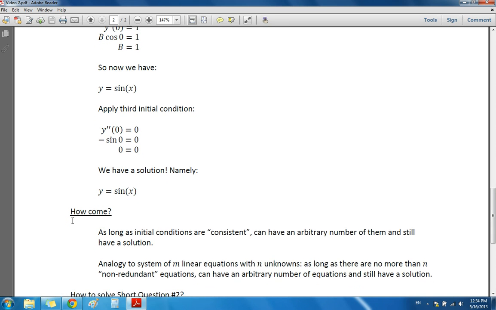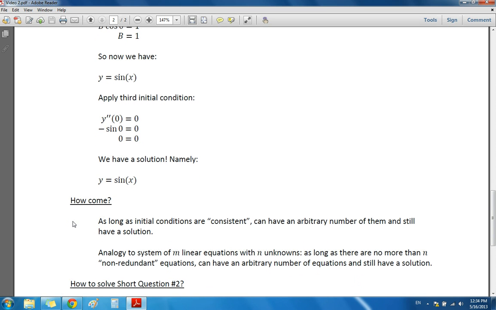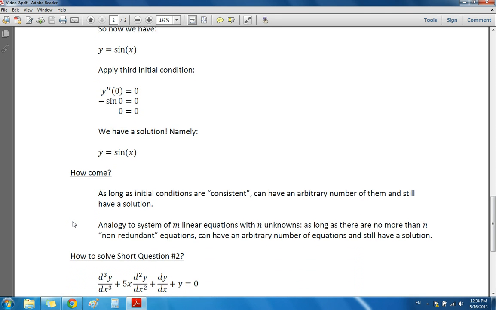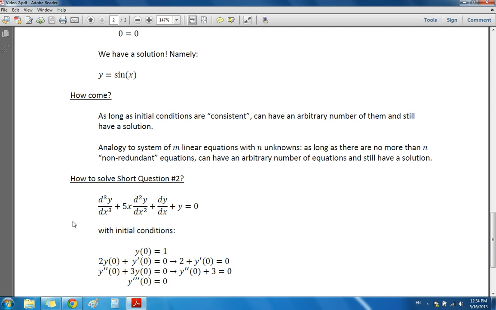So how do we actually approach short question number 2? Well, a good way to solve it is just to look at the question here. So we remind ourselves of what it was. For these 2 initial conditions here, I just plugged in the fact that y of 0 is 1, so we have a slightly more simple representation of these 2 initial conditions. So how do we solve this short question number 2?